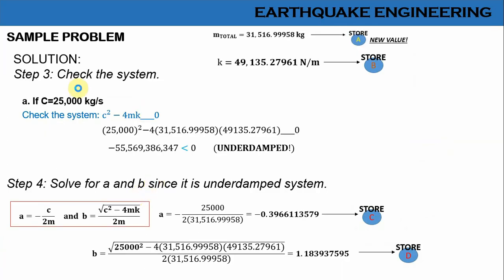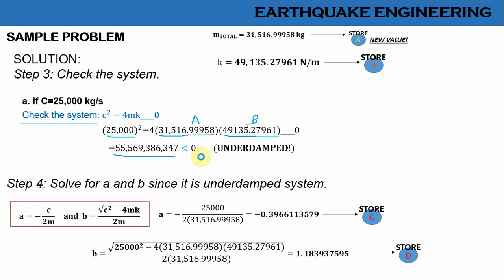Now, we need to check the system. C squared minus 4mk. C squared, right? Minus 4 times the mass we stored earlier in A, and then the stiffness stored in B. So just put C squared from earlier, minus 4A times B, to get the exact value, which is this one.